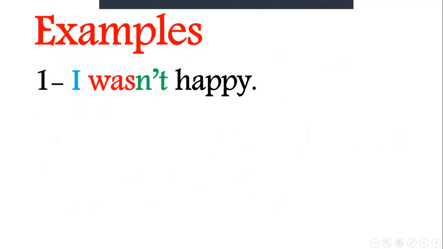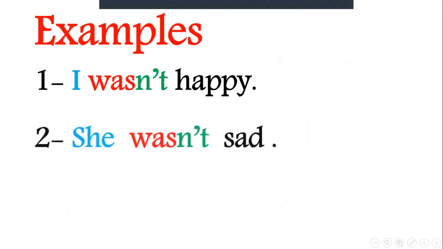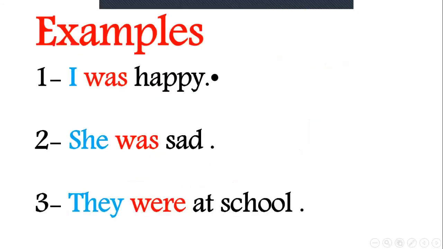Example number 2. She wasn't sad. Also here we add n apostrophe t to verb was to change it into negative. She wasn't sad. Look here at this example. She was sad. This is a positive sentence, not negative. Here we use was only.